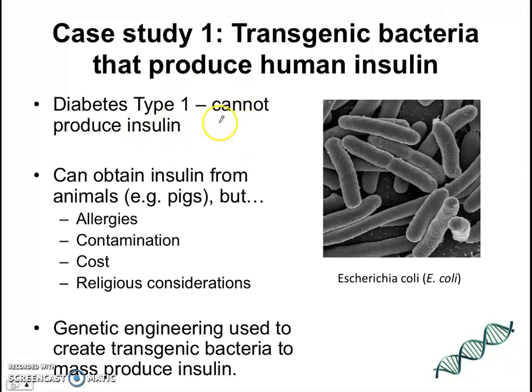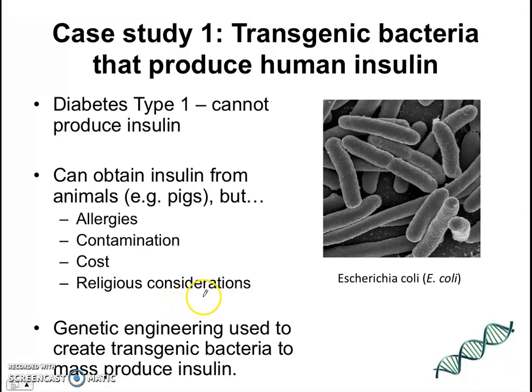Now people with diabetes type 1 hopefully remember that they are not able to produce insulin. So how do we help such people? Well, normally they need insulin injections, right? And this insulin we can normally obtain from animals like pigs. But there are certain problems with this. If you get insulin from animals and inject it into a person, it might cause allergies, might cause contamination. It's quite costly, and some religions might be uncomfortable with pig insulin in them.